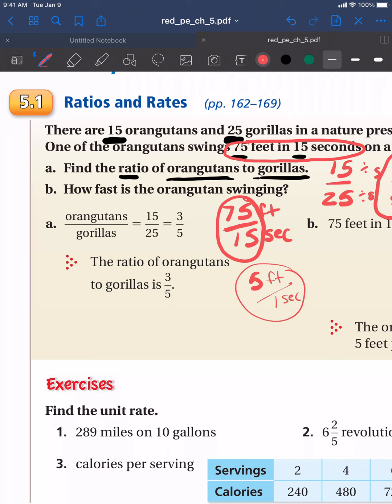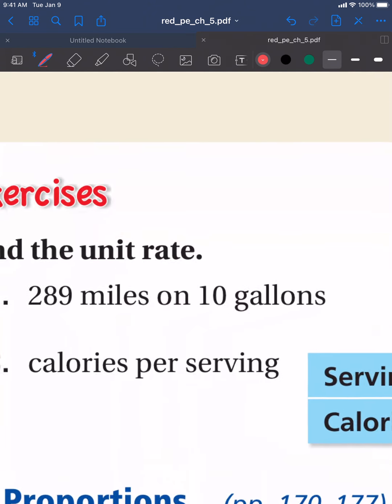Do not interrupt. I was using that as an example to show you that you don't go by miles per 4 hours. You go by 1 hour, right? Same thing with here. Now let's write these ones down.